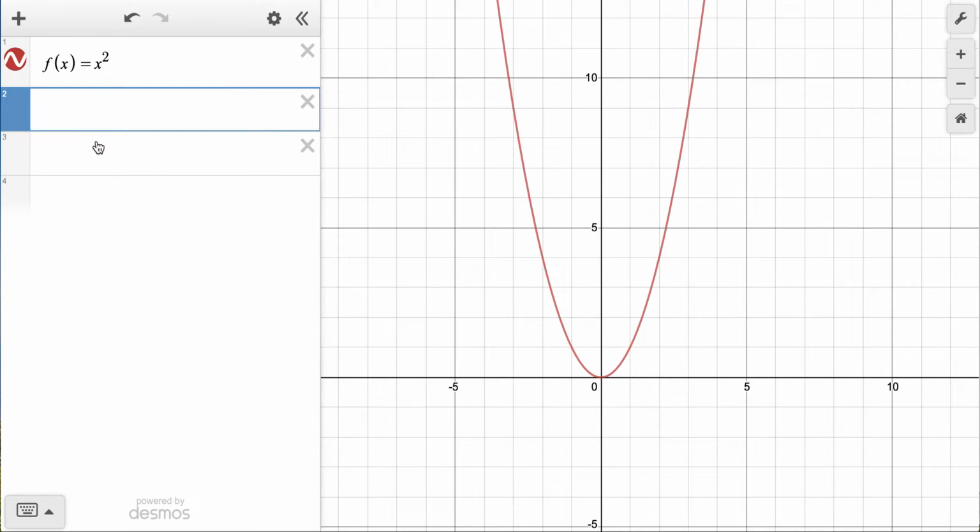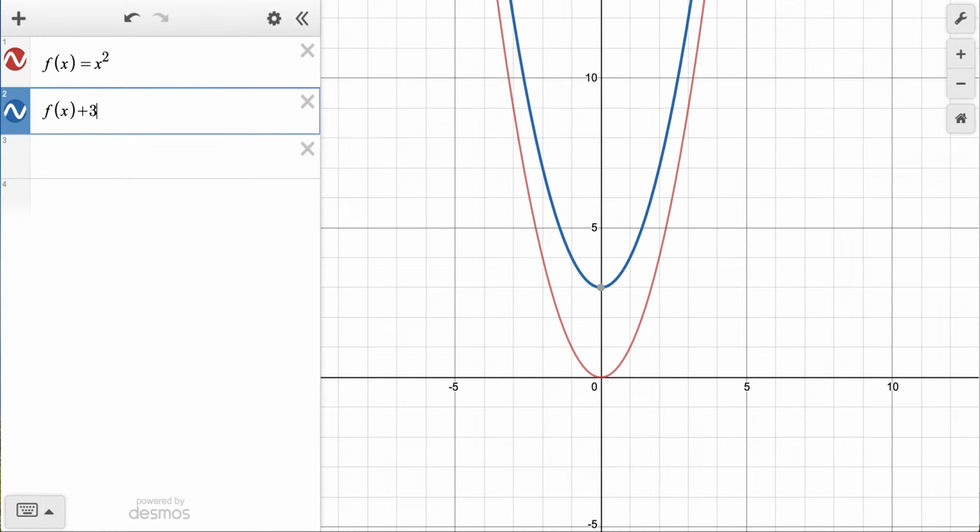I can't remember, I haven't checked, so I don't know what the order of them is, but I'm going to start with the one that most people find the easiest to understand, which is what happens when you add a value to the end of a function. So if I say add 3 to the end of this function, what do you think is going to happen on the graph? Well, let's find out.